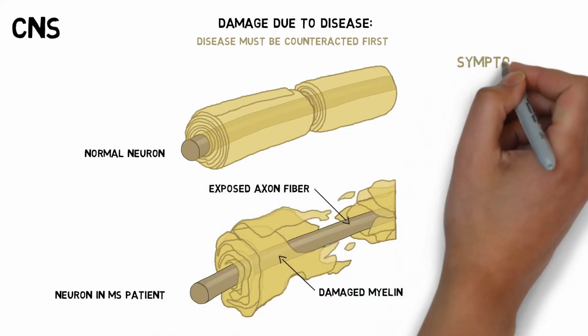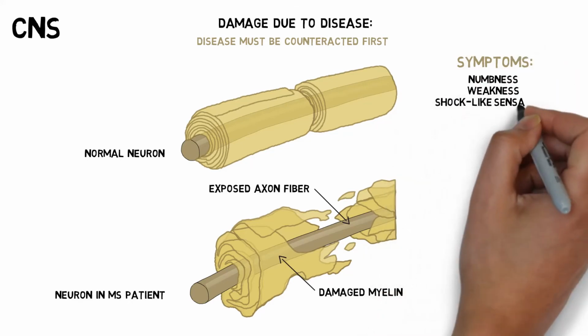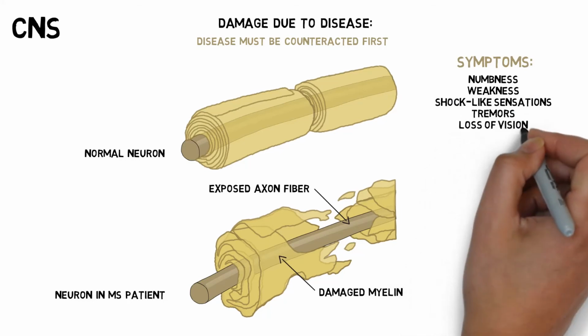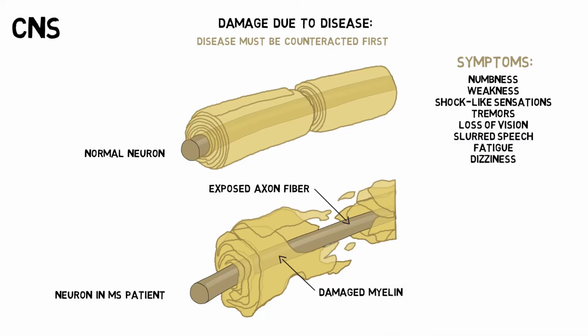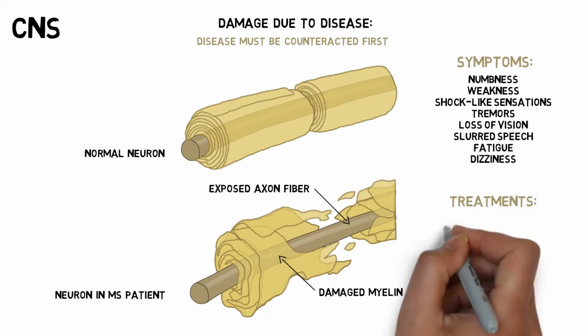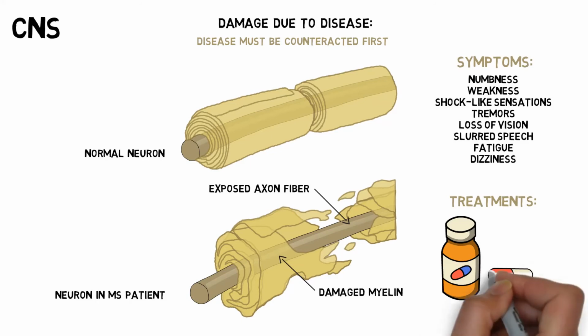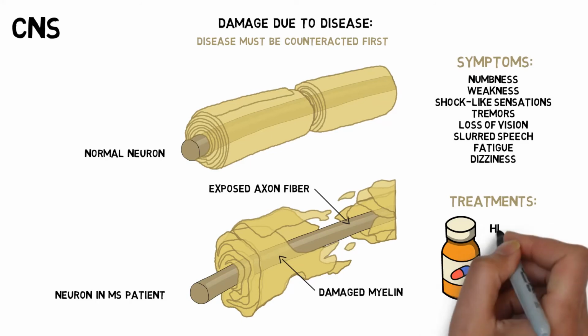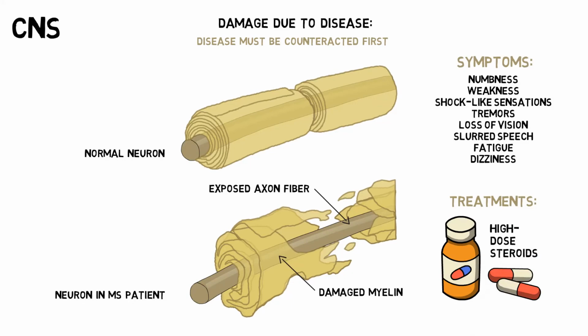Symptoms can include numbness, weakness, shock-like sensations, tremor, loss of vision, slurred speech, fatigue, and dizziness, among others. Treatment during an acute attack is typically administration of high-dose steroids. This helps in the short term, but it is not a cure. These diseases can present with a long history of exacerbations and remissions.